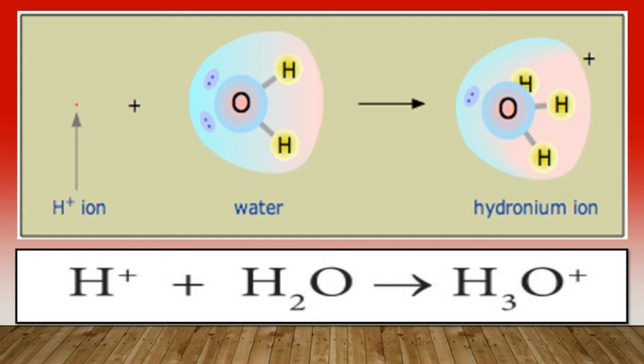Let us see the formula. H+ ion plus H2O gives H3O+. That is, hydrogen ions combine with water to give hydronium ions, that is, H3O+ ions.